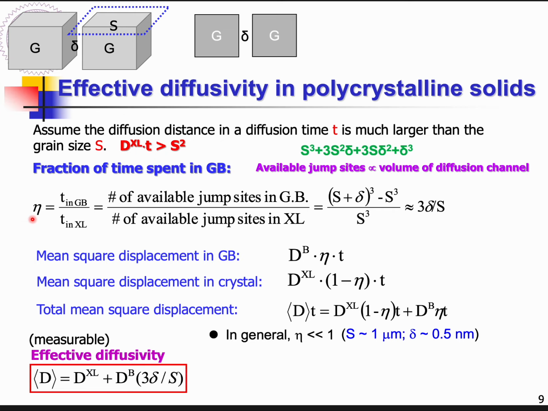I just copy these results here and delete the t. We get these equations and substitute iota by 3 delta divided by s. Because iota is quite small, I delete the 1 minus iota term, since 1 minus a very tiny number can be ignored. So the effective diffusivity is expressed like this: D_XL, the contribution from the grain, plus the contribution from the grain boundary times 3 delta divided by s. In most cases, people will ask, Professor, it turns out the effective diffusivity in the polycrystalline material is the diffusivity inside the grain plus the diffusivity of the grain boundary times this iota, right?